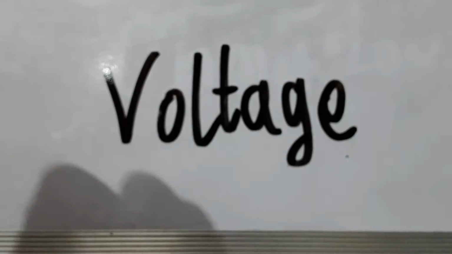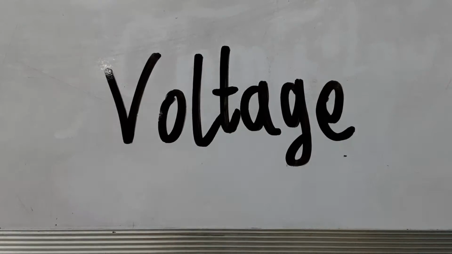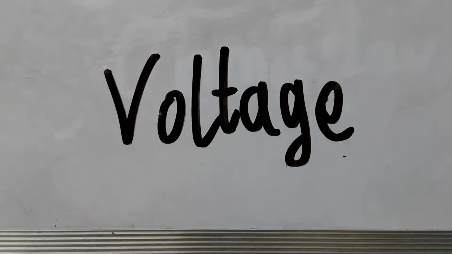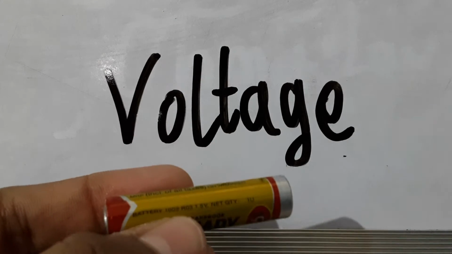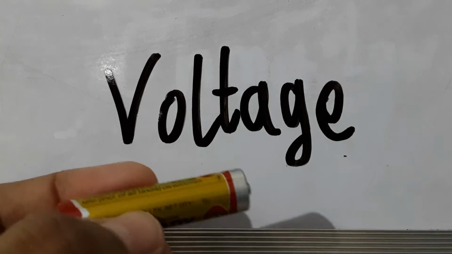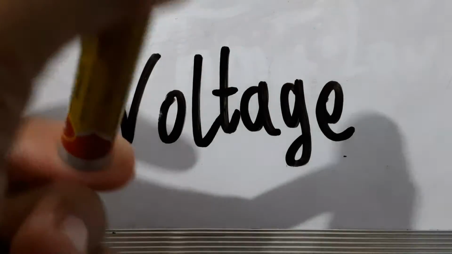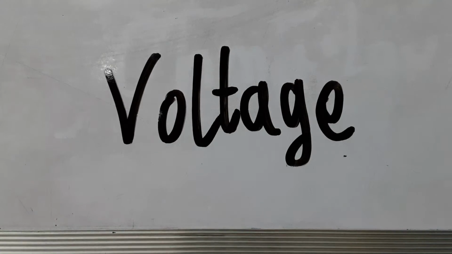One more thing that I should tell you is that the unit of voltage is volts. So we use volts, and on this battery, 1.5 volts is written. Batteries come in a range of volts. You can have a 5 volt battery, a 9 volt battery, and so on. So this is what voltage is.